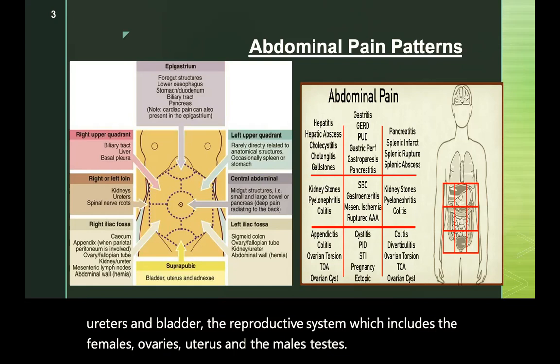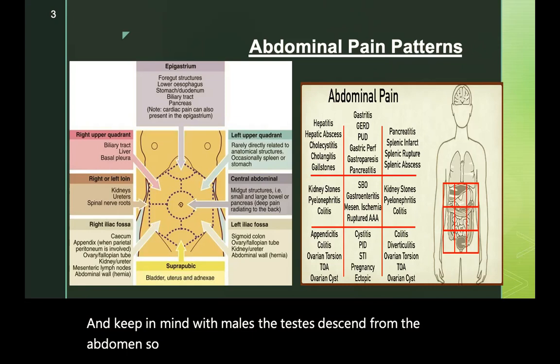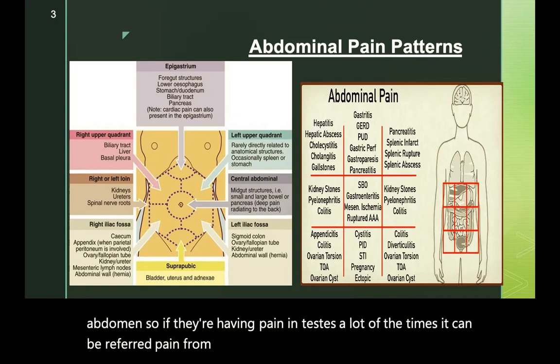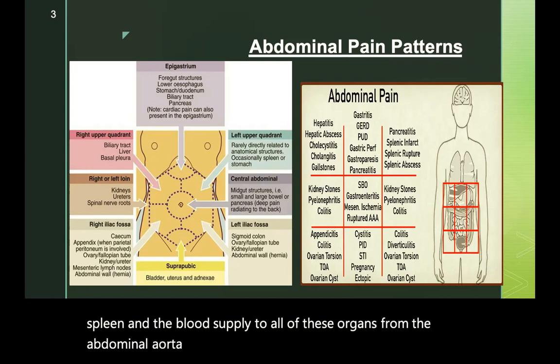And keep in mind with males, the testes descend from the abdomen. So if they're having pain in the testes, a lot of the time it can be referred pain from the abdomen to the testes. We also have the spleen and the blood supply to all of these organs from the abdominal aorta and its branches, as well as the abdominal wall.